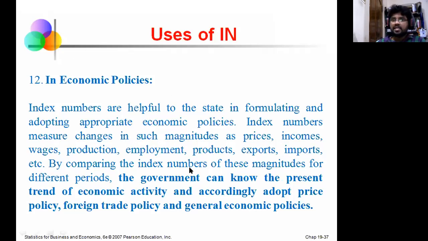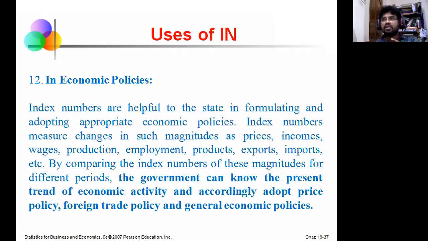By comparing the index number of these magnitudes for the different periods, they will compare from one period to another period. The government can know the present trend of the economic activity. So when they prepare some policies and they have some index numbers, they know what the situation of our economy is, in which category we are in front and in which category we are behind.